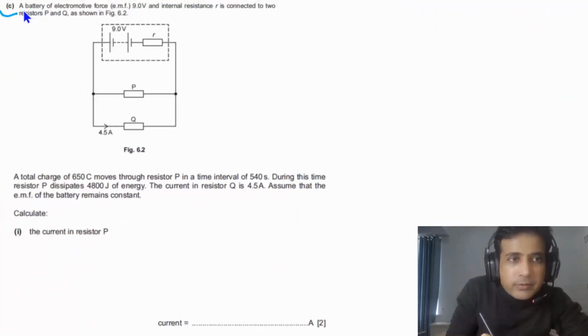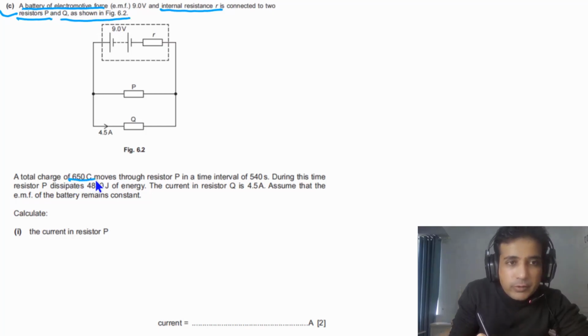For part C, it is given that a battery of electromotive force 9 volts and internal resistance small r is connected to two resistors P and Q as shown in figure 6.2. A total charge of 650 coulombs moves through resistor P in a time interval of 540 seconds. During this time, resistor P dissipates 4800 joules of energy. The current in resistor Q is 4.5 amps. Assume that the EMF of the battery remains constant, and we need to calculate, for part 1, the current in resistor P.